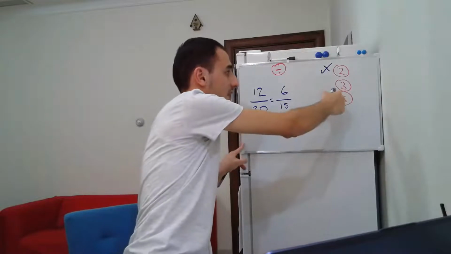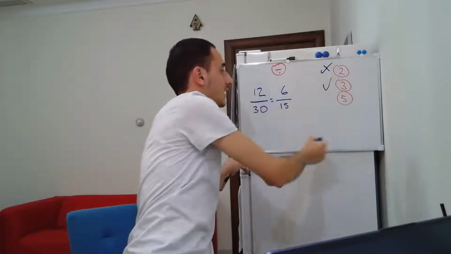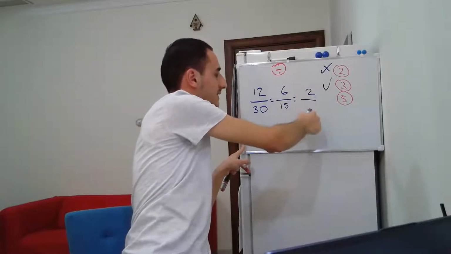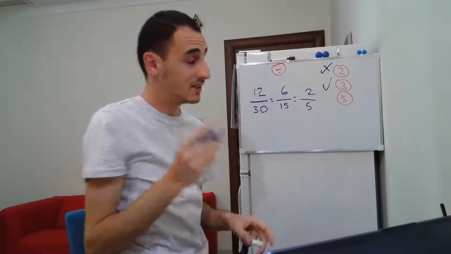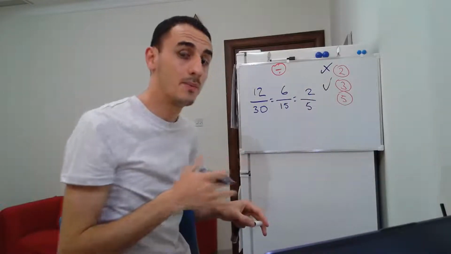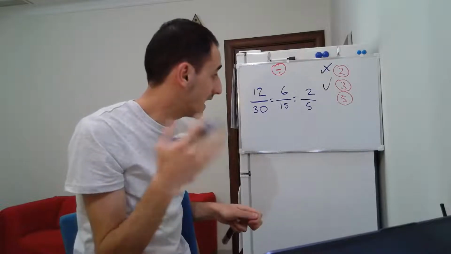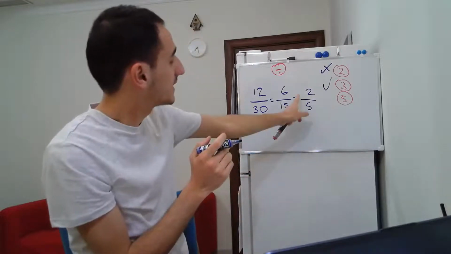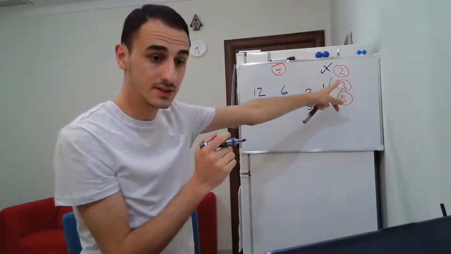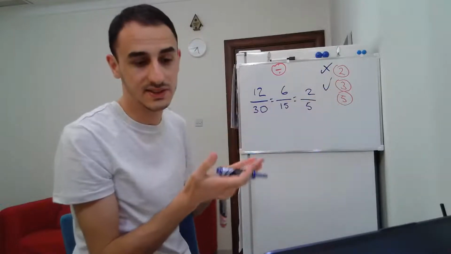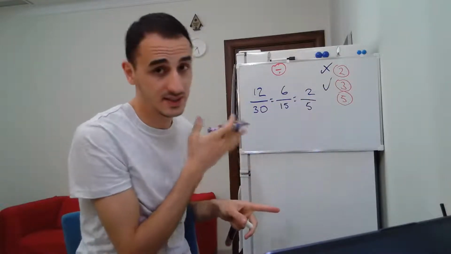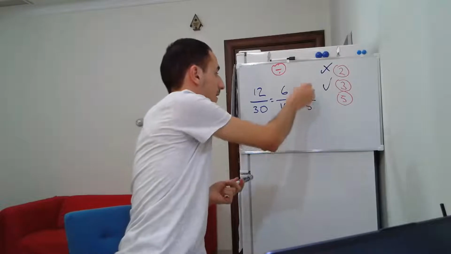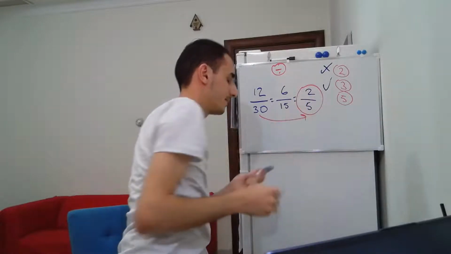So in the second step, 3 works. So I divide by 3. 6 divided by 3 is 2. 15 divided by 3 is 5. I have 2 out of 5, and it looks quite simpler. But I still ask the same question. May I simplify it one more step, or is that the simplest form? 2 is divisible by 2, yes, but 5 is not divisible by 2. I can check 3, 3 doesn't work, 5 also doesn't work. It means 2 out of 5 is the simplest term for the given problem.